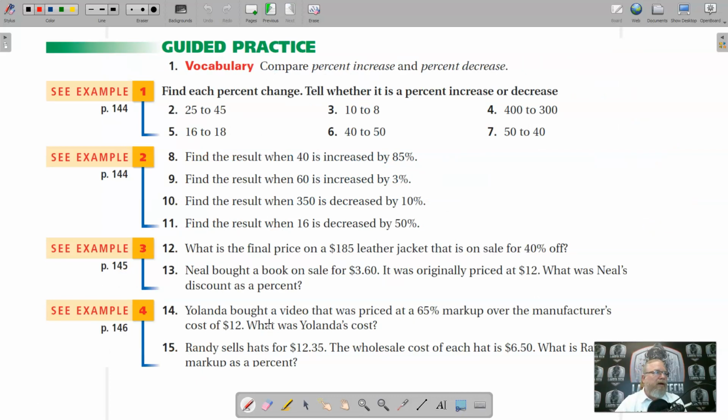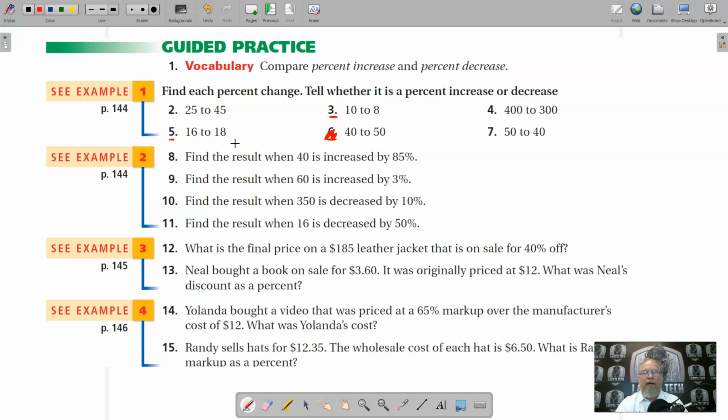So here we are at our guided practice. We're going to find each percentage and tell whether it's an increase or decrease. So we got a couple examples here. Let's do 6 and we'll do 5. So let's do 5 first. 16 to 18. Both those are increases, aren't they? Let's find a decrease. Let's do 3 instead of 6. Okay.